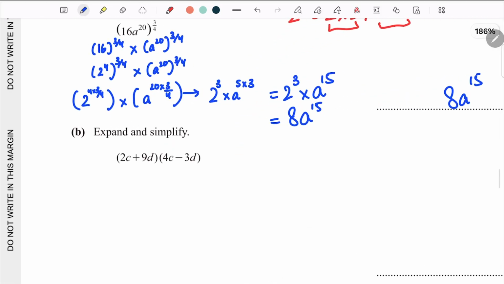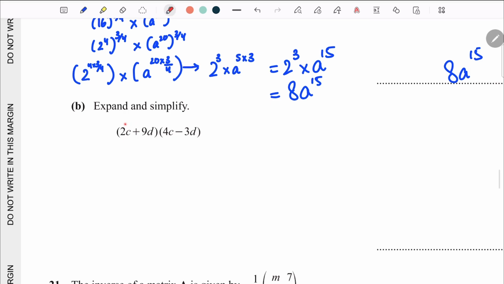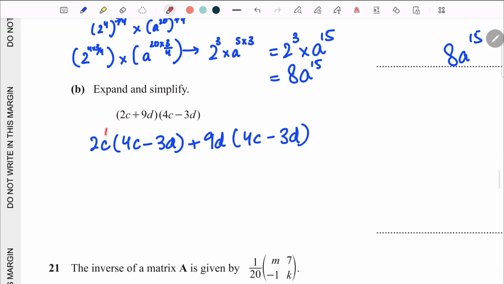For part B, expand and simplify. Now 2c is going to get multiplied with this bracket and 9d is also going to get multiplied with this bracket. So I can write it as 2c(4c minus 3d) plus 9d(4c minus 3d). Now I'm going to multiply 2c with all of the terms inside and 9d with all the terms inside. So I'll get 2 into 4 is 8c square minus 6cd plus 9 into 4 is 36dc minus 9 into 3 is 27d square.